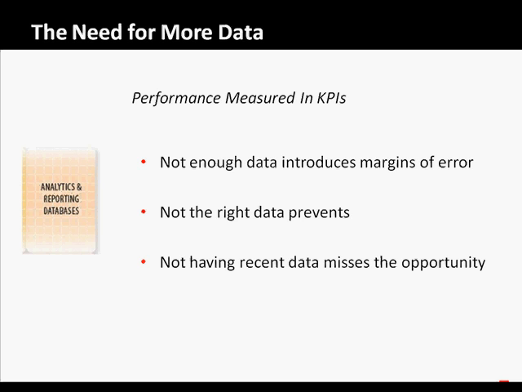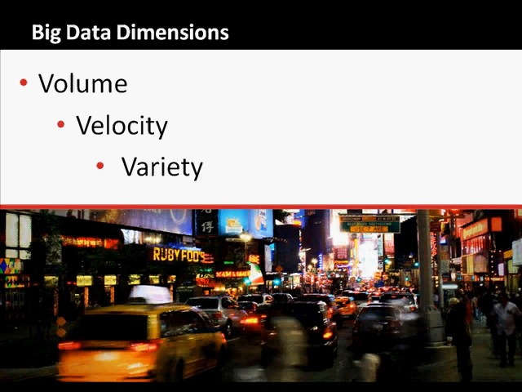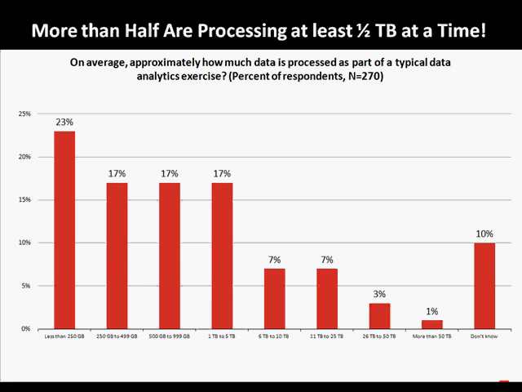So these are the kinds of reasons why businesses are asking for more data. And when they ask for more data, it's in three dimensions. We've heard these dimensions used in context with big data: volume, velocity, and variety. You've got the three V's there. And we see that as well, but it's got to be tied to something.